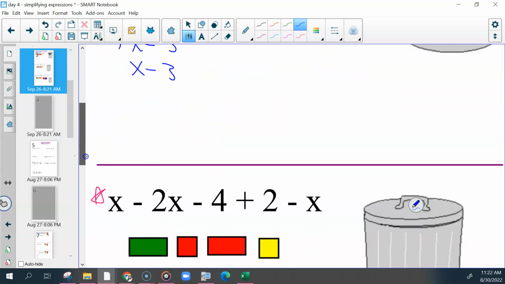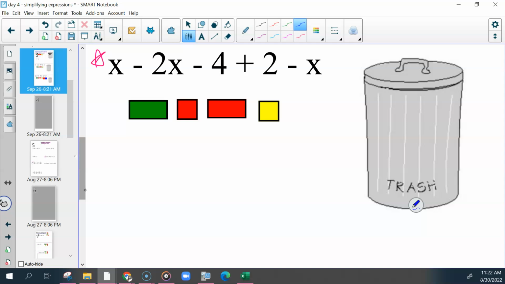Okay. Let's do another example. What are the like terms here? Someone raise your hand, or if I have an answer. What like terms do you see? With each of these x's, there is a 1 in front of them. The x and the negative x, I should say. So we're going to combine all of those.